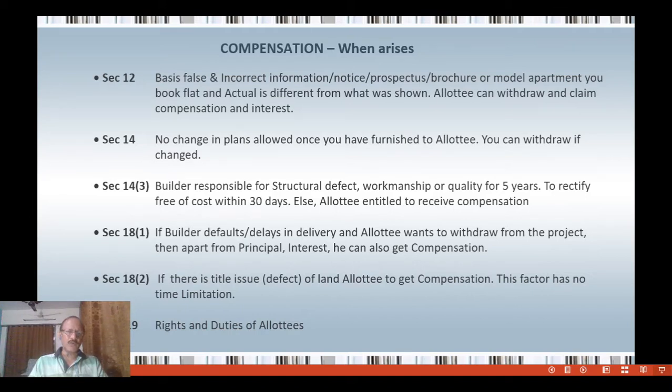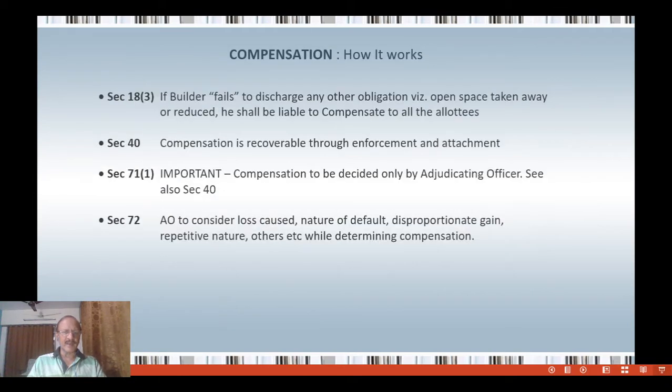Section 18(2) says the promoter shall also compensate allottees in case of any loss caused by him due to defective title. If the title is defective, he is responsible for its entire life. Okay. So even after 20-25 years, you can always claim compensation by way of full refund, interest, etc., and compensation if there is a title default. Section 19 deals with rights and duties of allottees, which we will see at a later time.